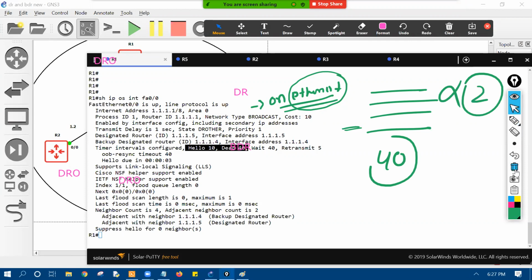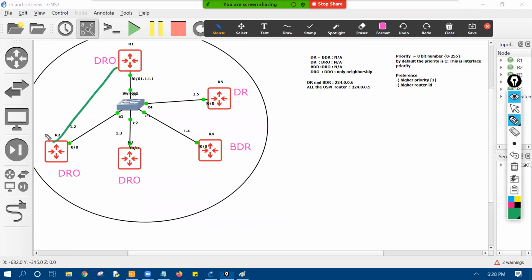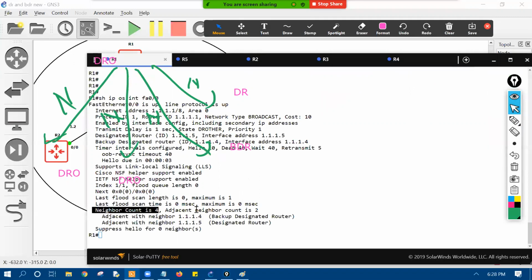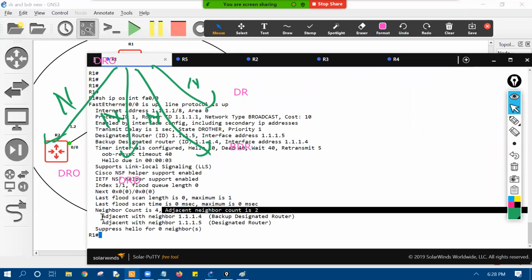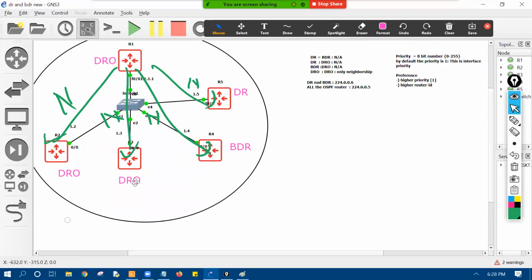Right now, if you go on the R1 router, R1 is saying that the neighbor count is 4. R1 is forming neighborship with this router, this one, this one, and this one. Neighbor count is 4, but adjacency count is 2. I'm forming adjacency with the neighbors 1.4 and 1.5. So R1 is going to form adjacency with this router and this router.